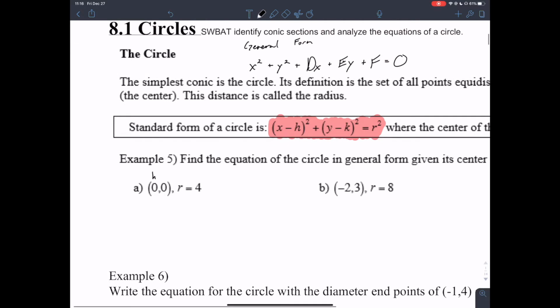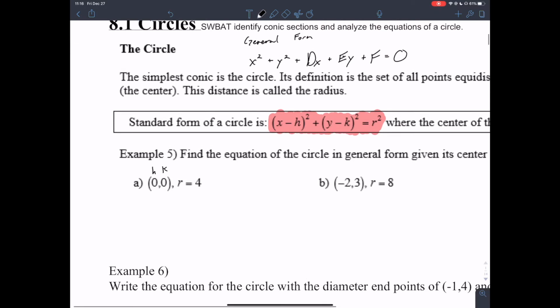So remember, this is h and this is k. So this would be x minus 0 squared plus y minus 0 squared equals, now we need r squared, so we need 4 squared. Okay, that would give us 16. Now if we simplify, this would just be x squared plus y squared equals 16. And that's also our general form. So here's standard form and here's general form. You'll need to know how to do both.